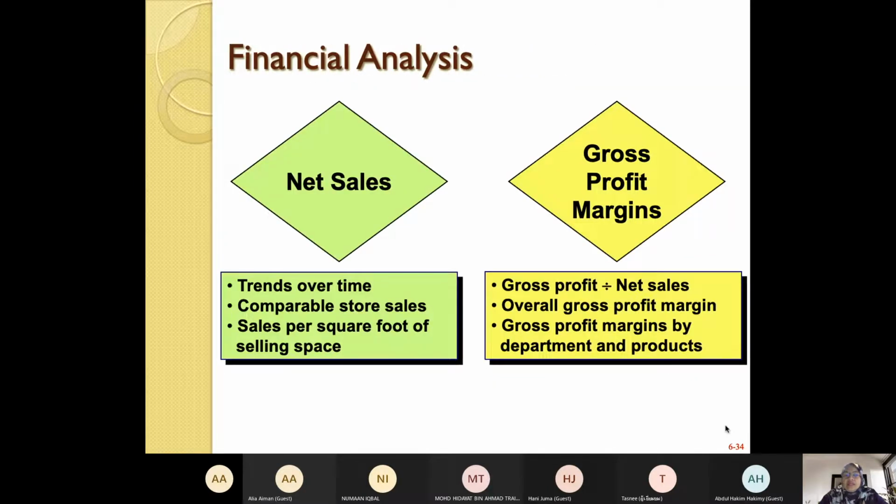All right. And then we have this financial analysis related to your inventory. Net sales tells you the trends over time. Compare store sales, and then you want to look at how much sales you make per square foot, for example. A gross profit margin is gross profit over net sales. It tells you how much profit is made for each of your sales.